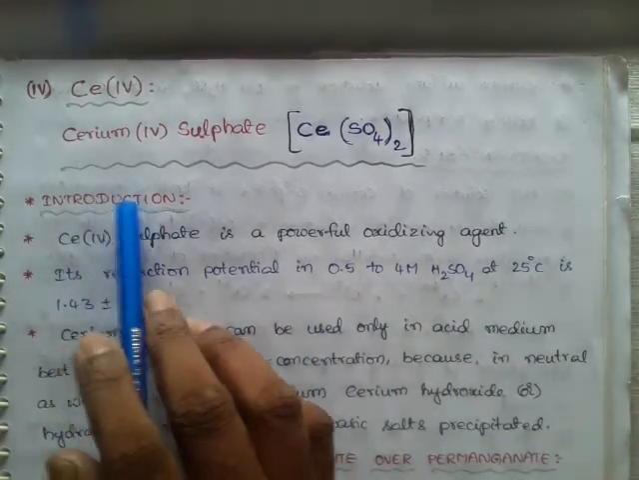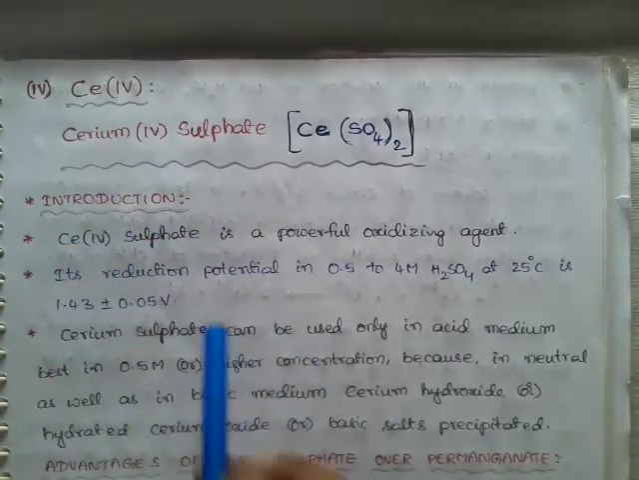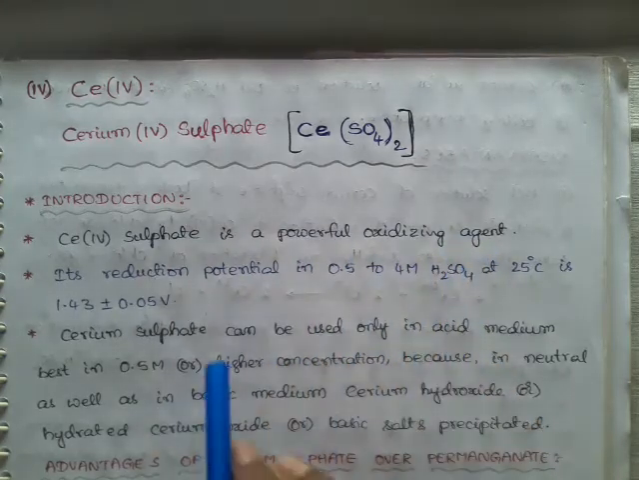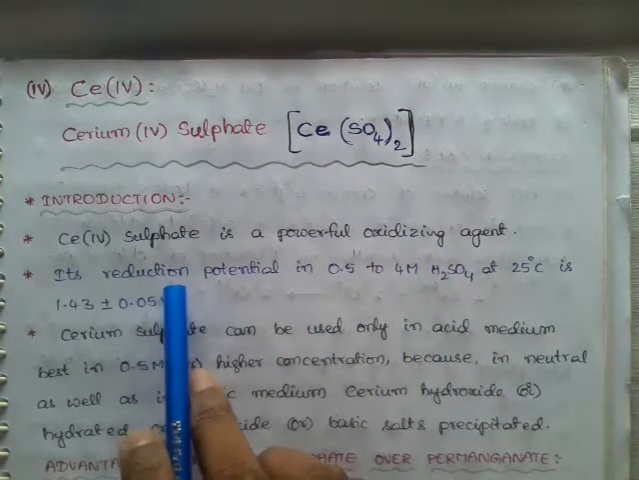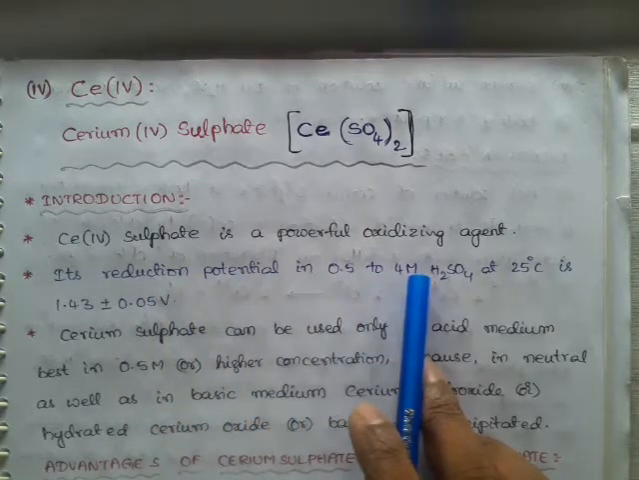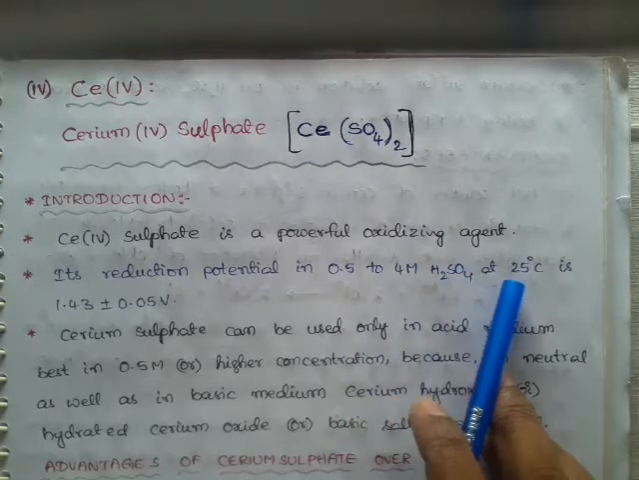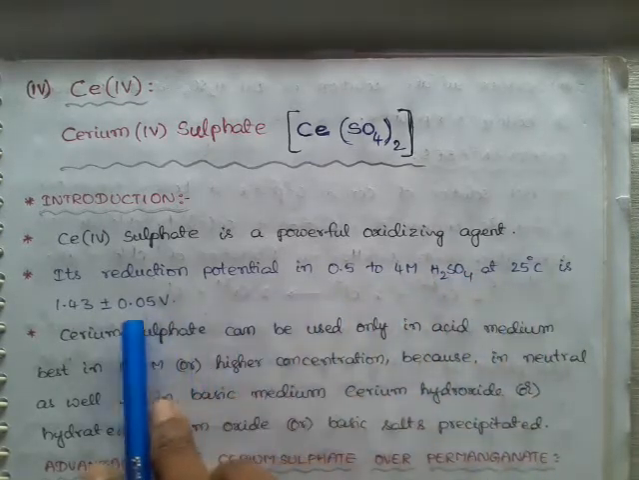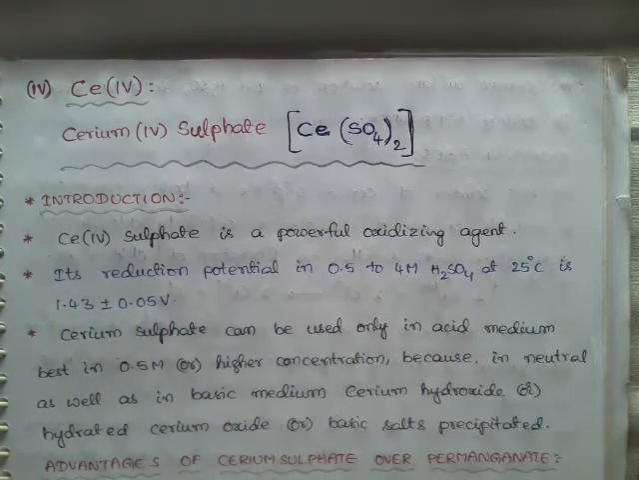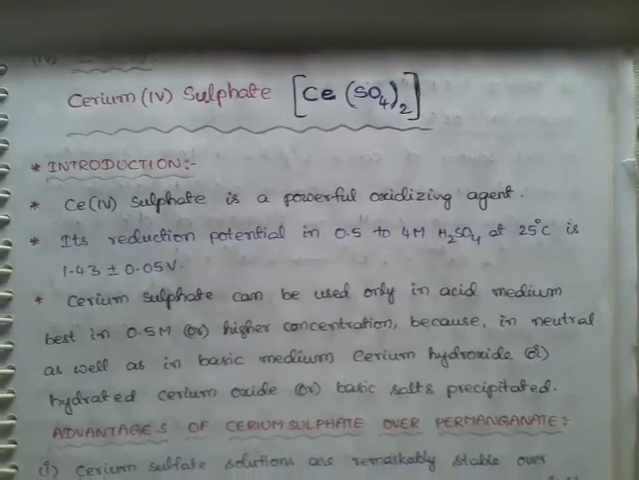So first of all, introduction to cerium 4. This cerium 4 sulfate is a powerful oxidizing agent, and its potential value in 0.5 molar to 4 molar H2SO4 at 25 degrees Celsius is 1.43 plus or minus 0.05 volts, that is 1.38 volts to 1.48 volts. It is its potential value.